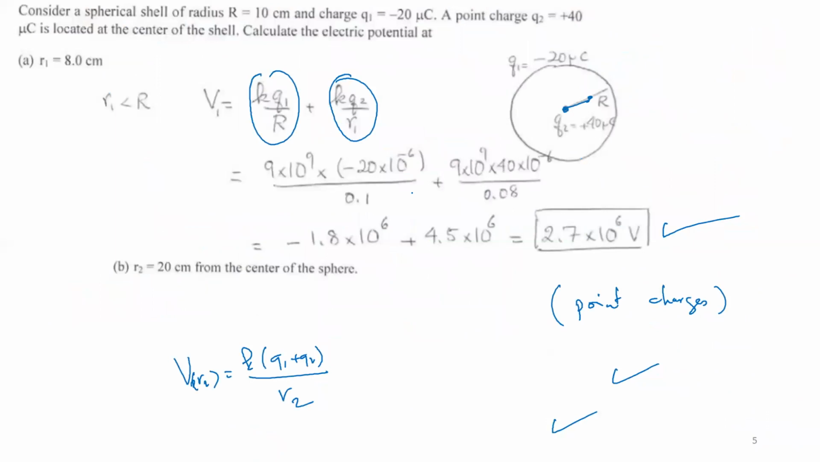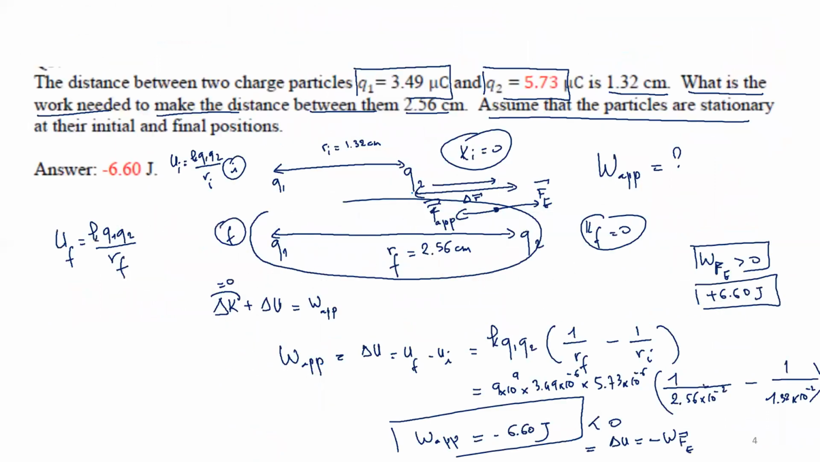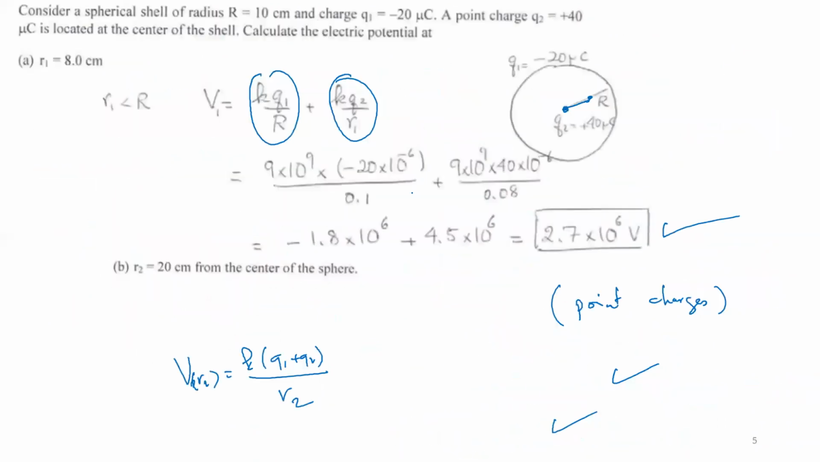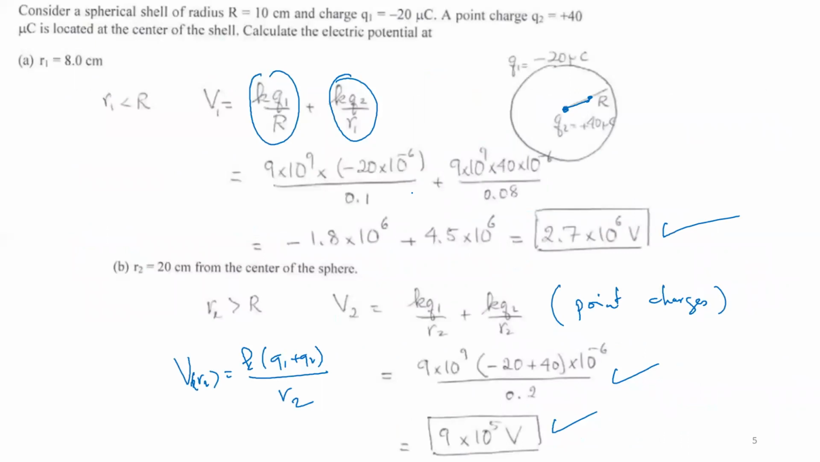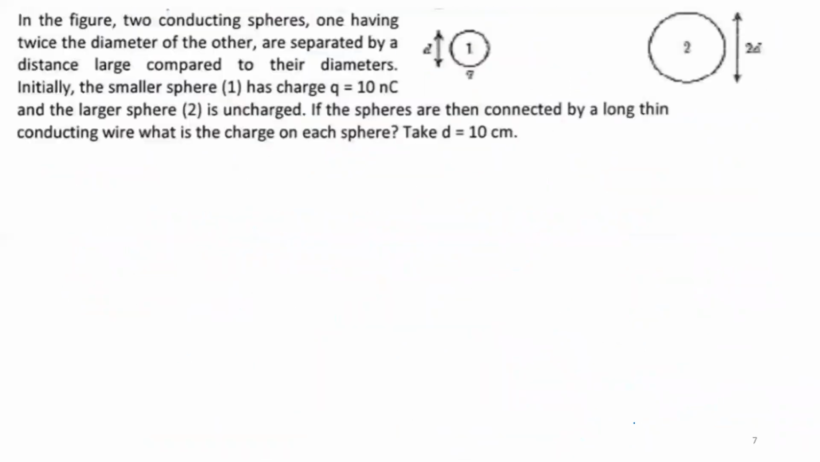Now, there is a small mistake here. So V2 is 9, 10 to the power 5 volt. I think I said a mistake before. I said 4.5, 10 to the power 6 volt. No, it's 9, 10 to the power 5 volt. Good. Now, let's go to the next problem, which is very important.